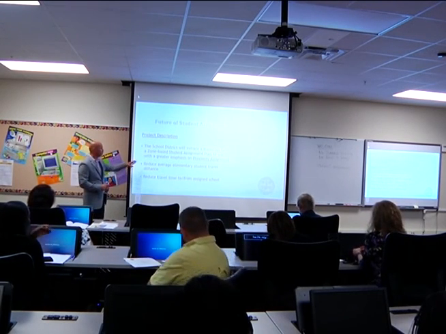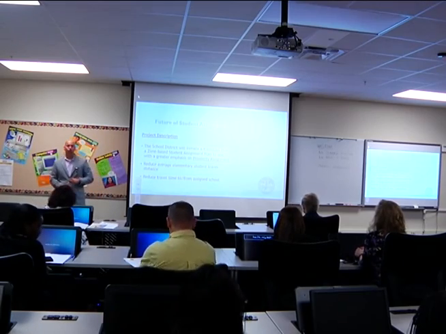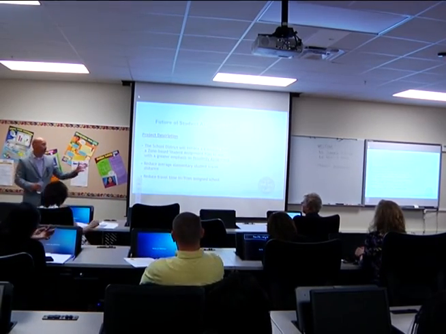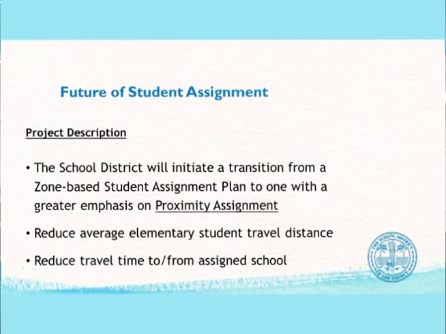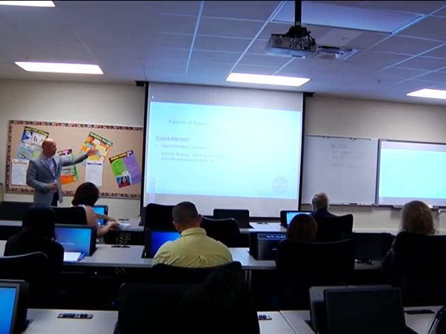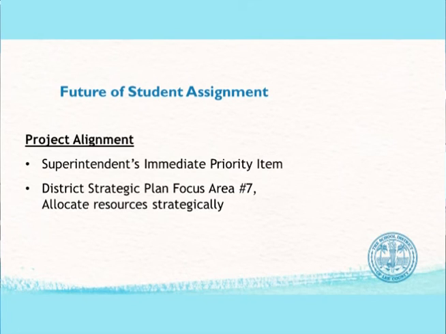So as far as the project descriptions, we're now initiating a transition from a zone-based system, you saw those zones, the zone map, to a proximity assignment type system. So if you could envision this, when a student walks in the student assignment, we're actually going to map them to 3 or 4 of the closest elementary schools to their home. And they'll take those 3 or 4 and they'll have to rank them instead of having 17 choices. And those will be their proximity schools. So, talk about project alignment. This is the superintendent's immediate priority item, and this is district strategic plan focus area number 7, using our resources strategically. We're going to transition now and take a couple of questions.